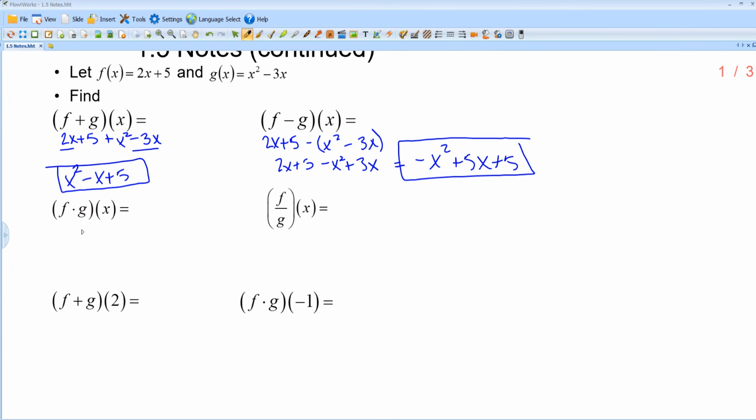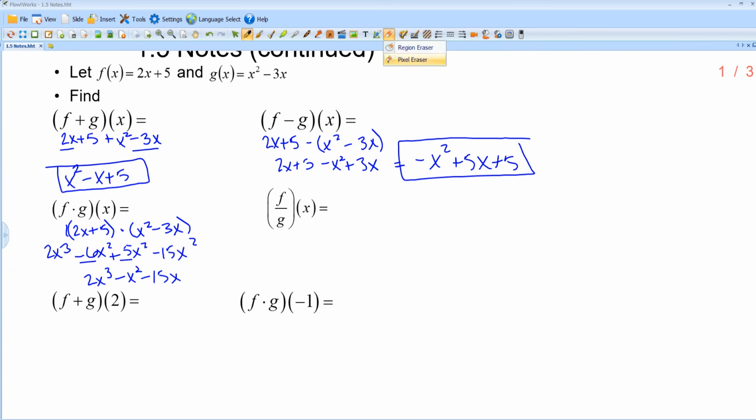F times g of x. So f times g of x means we're doing 2x plus 5 times x squared minus 3x. So remember here that what you're doing is just multiplying out these polynomials. If you want to think of it as distributing, or if you want to think of it as foiling, you're doing 2x times x squared, which gives you 2x cubed, 2x times negative 3x, negative 6x squared. 5 times x squared is 5x squared, and 5 times negative 3x is negative 15x. Combine your like terms, so you get 2x cubed minus x squared minus 15x. Sorry, this one should just say x.